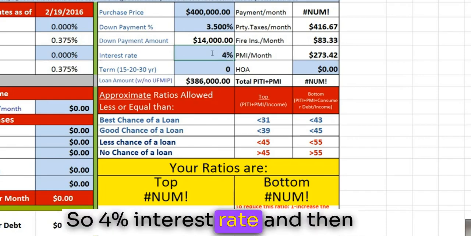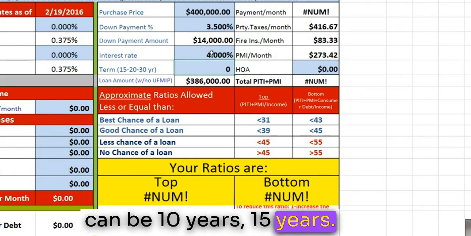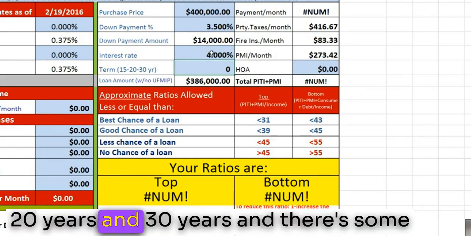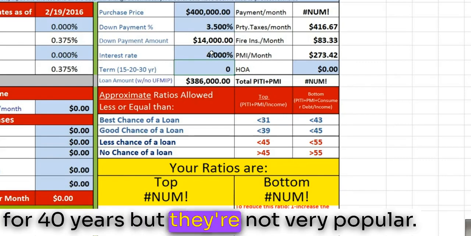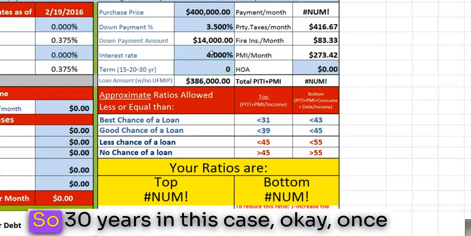So 4% interest rate, and then the term, which can be 10 years, 15 years, 20 years, and 30 years, and there's some for 40 years, but they're not very popular. So stick with the 15, 20, 30 year plans. So 30 year in this case.